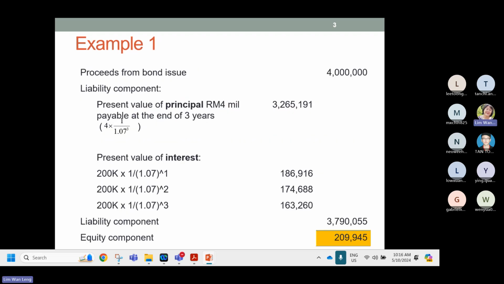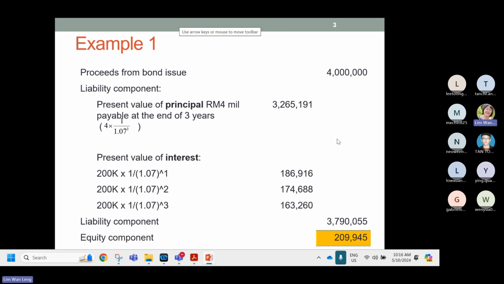So we have just completed this. Like I say, you probably need to do some rounding. Here, I just round to 0 decimal points. Once you get this, suppose you need to pass in the journal entry at the inception when the bond was issued, which is at the beginning of X2.